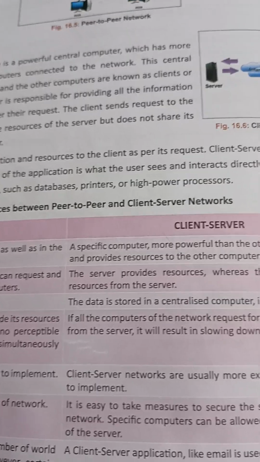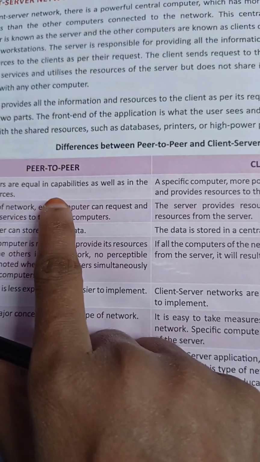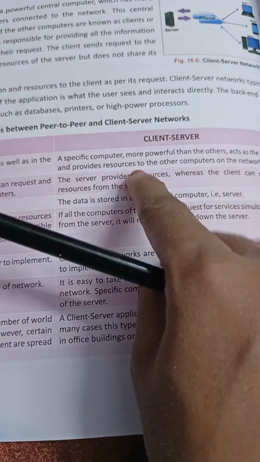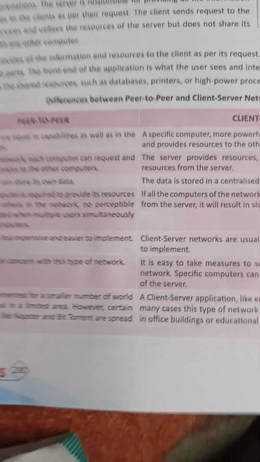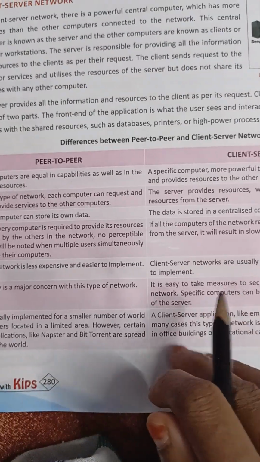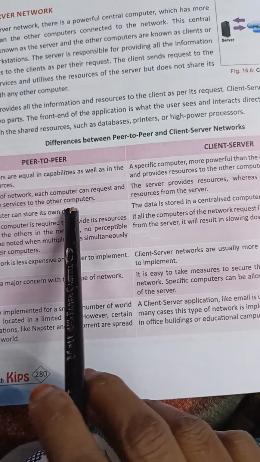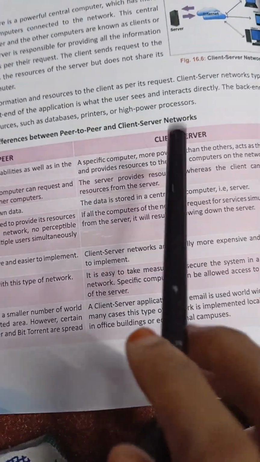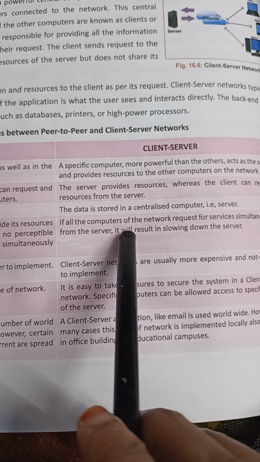That's it. Now here are the differences between peer-to-peer and client-to-server. In peer-to-peer, all computers are equal in capabilities as well as in the type of resources. But here the server provides resources to the other computers. The server will provide the connection or the required kind of data to the other systems. Whereas in peer-to-peer, each computer can request. Whereas here the server provides the resources. Each computer can store its own data, but here the server will store the data.